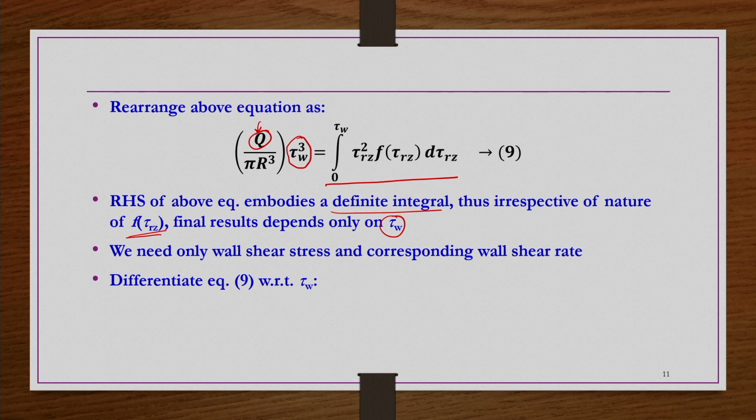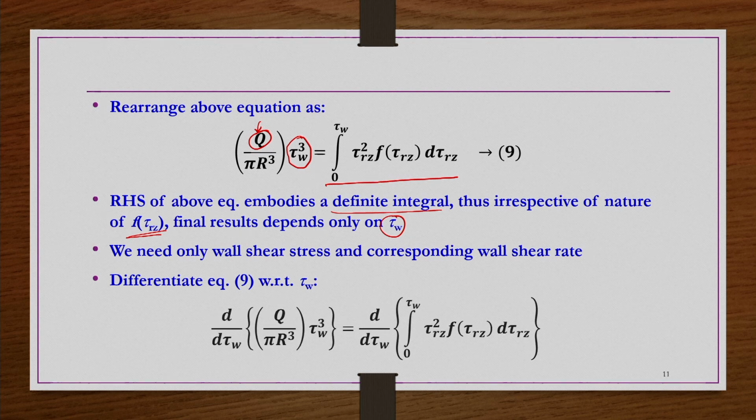So, then obviously wall shear stress is going to be affected because of this q. I mean they are interrelated, so then that should be taken care of appropriately. So, d by d tau W of q tau W cube by pi R cube is equal to d by d tau W of integration 0 to tau W tau Rz square f of tau Rz d tau Rz. This is what we are having.